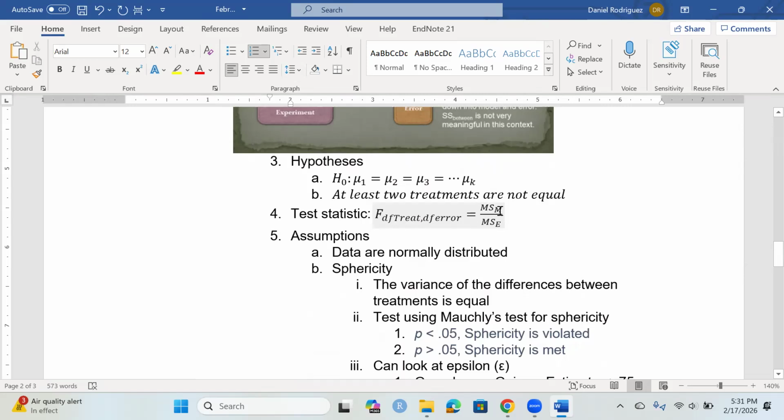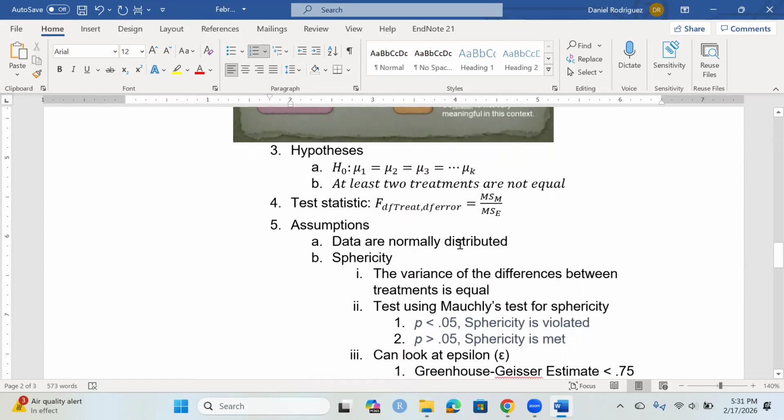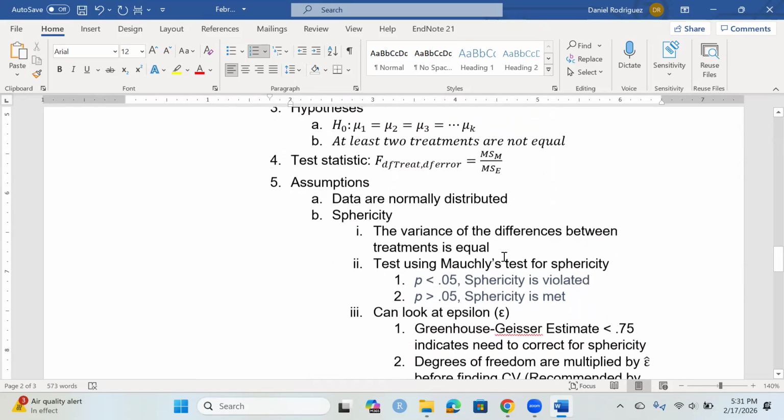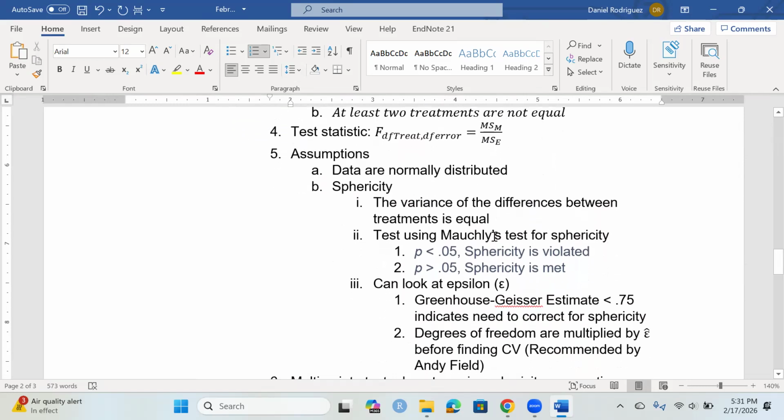We have the mean square model divided by the mean square error, and our degrees of freedom are for the treatment and for the error. Our assumptions are that the data are normally distributed and that we have something known as sphericity. Some people might talk about compound symmetry, but we're looking at sphericity. The variance of the differences between the treatments is equal. That's what the assumption is, right?